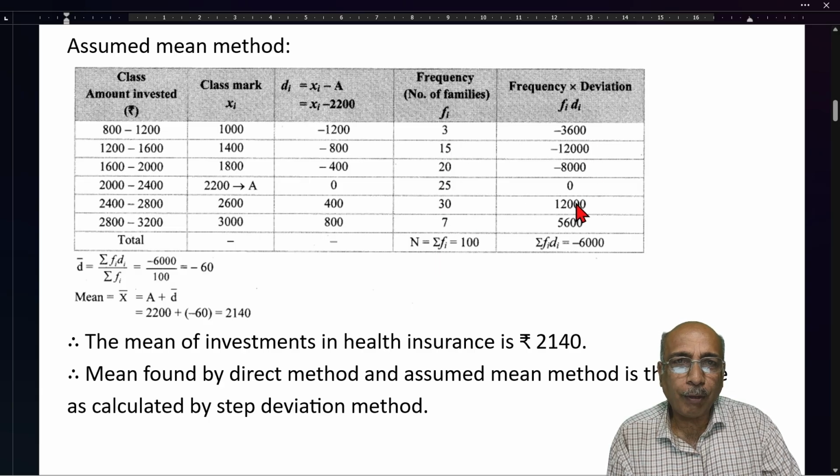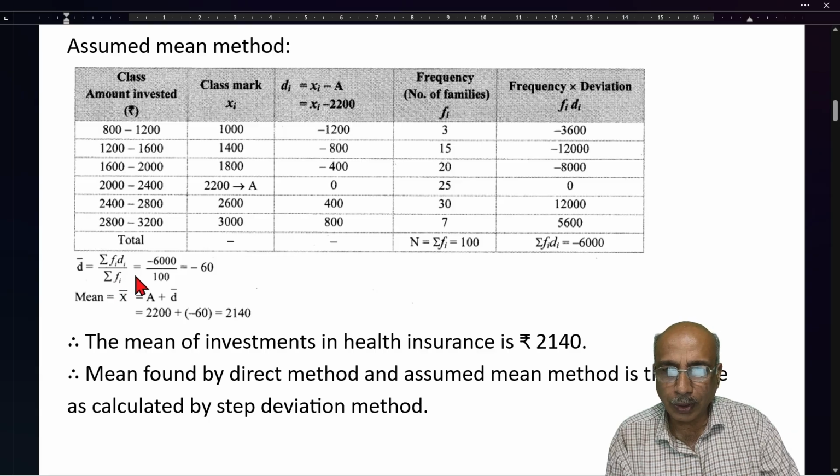For the sum of fi di, one method you can apply: add all the negative numbers and write in rough, add all the positive numbers and write in rough, and then simplify. Whichever answer comes, the sign of the greater number will be put here. Here the sum of fi di equals minus 6000. So d bar equals sum of fi di upon sum of fi, equals minus 6000 upon 100, equals minus 60.